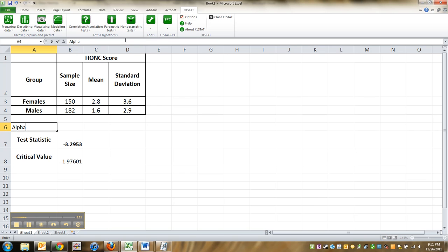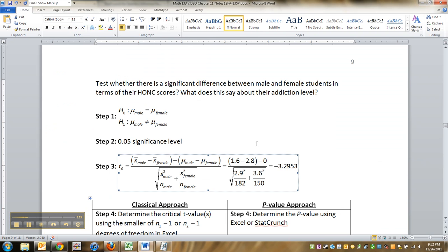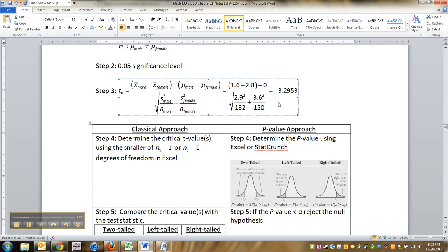Okay. While I'm on the subject, I'm going to put alpha in here, which was 0.05, because I'm going to need it for the critical value calculation that I will do in just a second. So that's where the negative 3.2953 came from. It's kind of annoying, but we did it. Now I'm going to do the classical approach and the p-value approach. I'm going to do both of them because they're both useful.